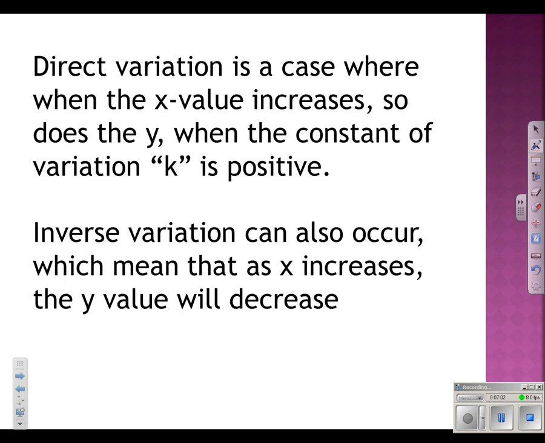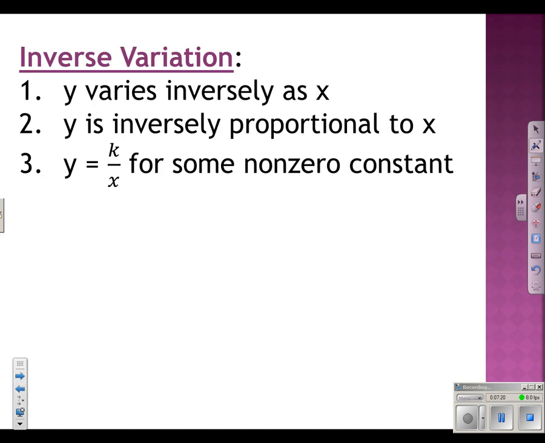Direct variation is a case where when the x value increases, so does the y. All right, so as x goes up, y goes up. That's direct variation. We also have a model called inverse variation, and that means that as the x value increases, the y value is going to decrease. This model looks a little bit differently. For the inverse variation, our model is going to be y is equal to k over x. So instead of k times x, it's going to be k over x.